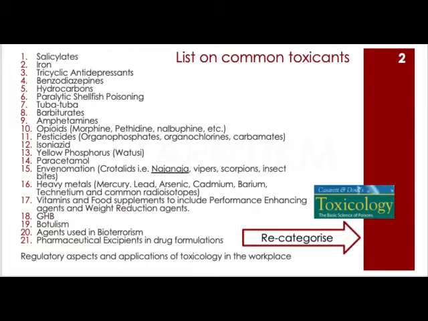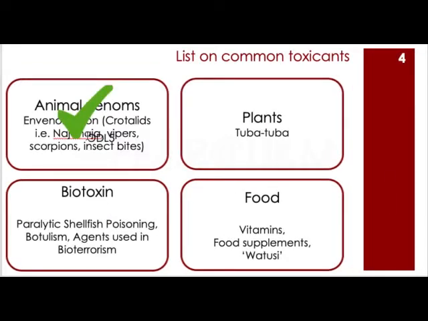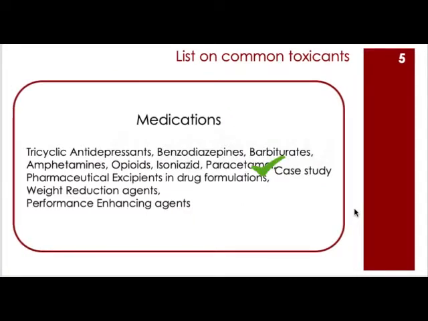So to make things a little bit easier to understand, I've recategorized the whole list based on the textbook into different components, such as pesticides, metals, heavy metals in a way, solvents, vapors, radiations, and also animal venoms, plants, biotoxins, food, and also medications. Those with a tick are those which are covered by my other colleagues in their earlier classes, so I'll try not to repeat them, in case it causes a lot of redundancy, that'll be not so interesting, isn't it?